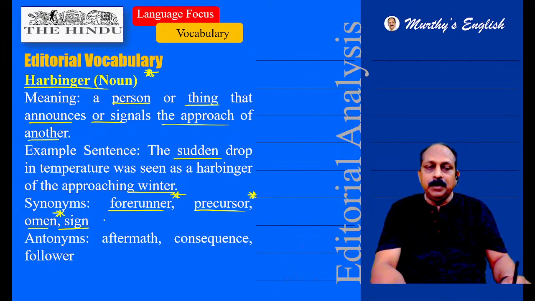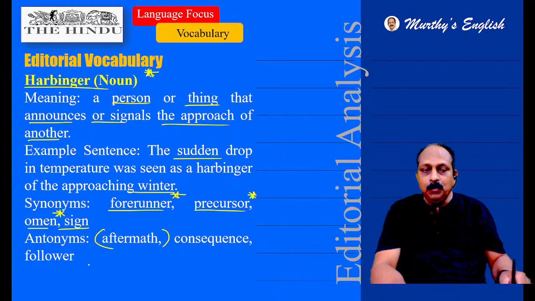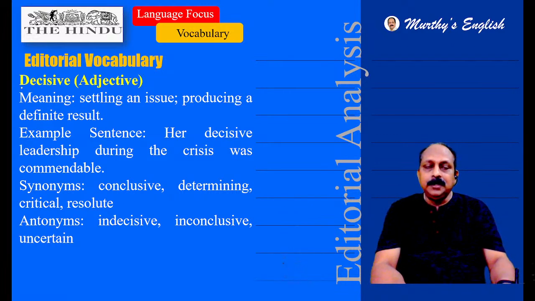Sign is a simple word, but from a grammar point of view, very important. Antonyms, not exactly aftermath. Aftermath has a different connotation. What does it mean? Negative consequences after a particular event or incident, we use the word aftermath. Consequence, a simple word. Follower, a simple word. Decisive, we have got last week, I suppose.